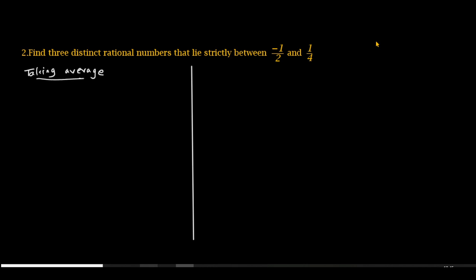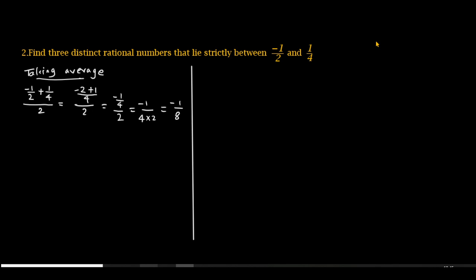Taking the average. So what to do? What is the average of this? Average means adding the numbers and dividing by how many numbers there are. 2 numbers are there, so adding and dividing by 2. They are unlike, so taking the LCM, you will get (minus 2 plus 1) divided by 4, divided by 2. So minus 1 by 4 divided by 2 is nothing but minus 1 by 4 into 1 by 2, which is minus 1 by 8.